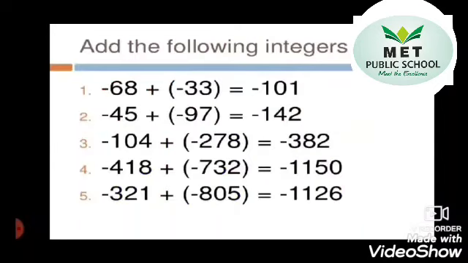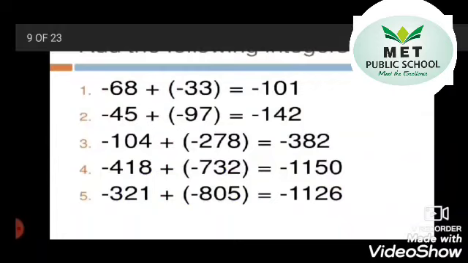Now let us see many more problems without using the number line. The first problem here is minus 68 plus minus 33. Let us simplify that. You will get the answer minus 68. Plus minus here, reduce the symbol, so plus minus is minus, you get minus 68 minus 33.